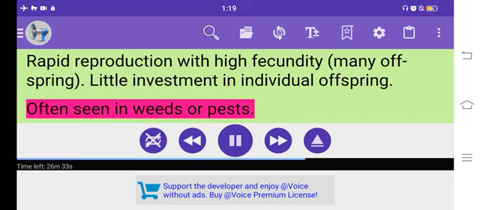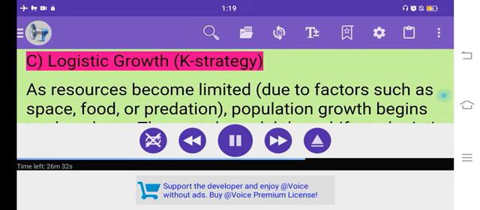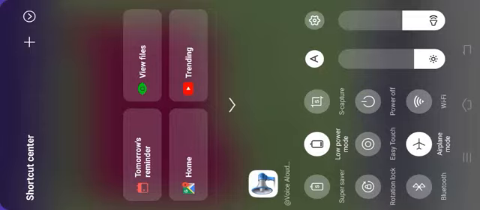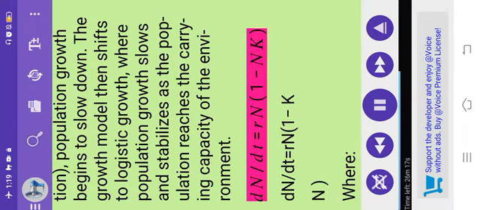Often seen in weeds or pests. C. Logistic growth, K strategy. As resources become limited due to factors such as space, food, or predation, population growth begins to slow down. The growth model then shifts to logistic growth, where population growth slows and stabilizes as the population reaches the carrying capacity of the environment. dN/dt equals rN(1 minus N/K).